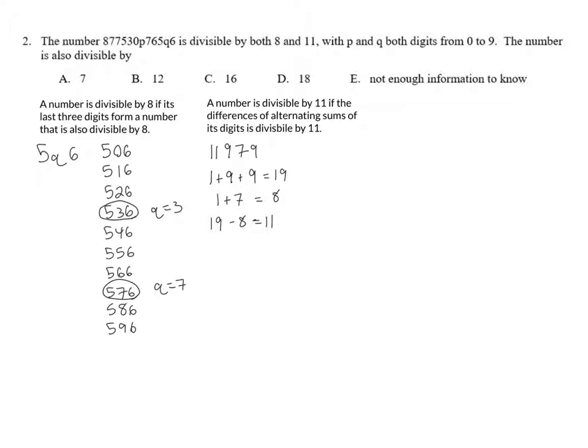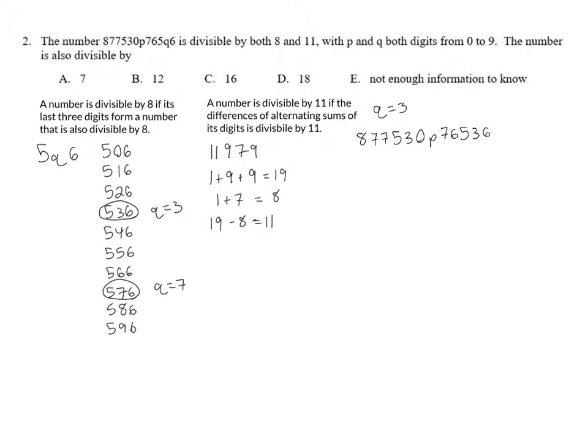Let's look at the number in our problem. We knew that either Q was 3 or Q was 7. Let's take a look at what happens when Q equals 3. If Q equals 3, that means that our number is 877,530,P76,536. Let's take a look at the alternating sums.